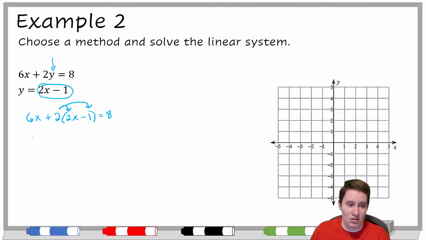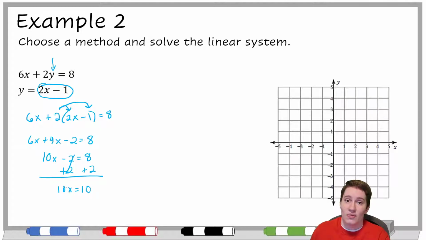Then we distribute the number that's in front of y, which is 2. So 2 times 2x is 4x. 2 times negative 1 is negative 2. And then we do 6x and 4x together and get 10x. And then we add 2 to both sides and get 10x equals 10. So last step, divide both sides by 10, or just think in our head, 10 times what gives me 10? And our answer here would be 1.